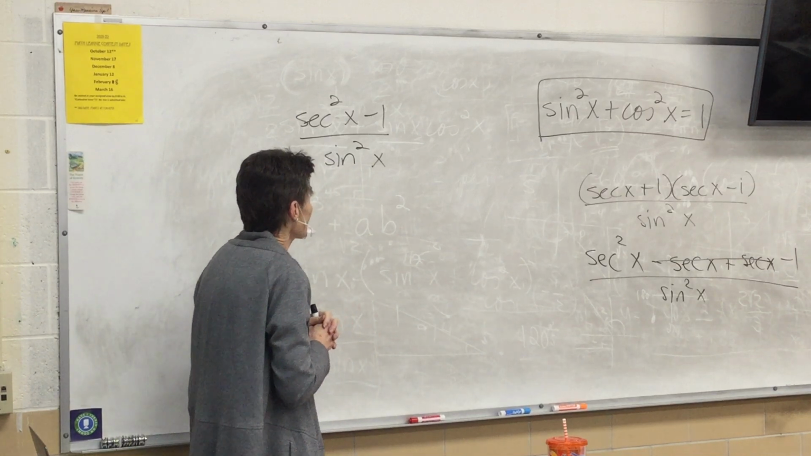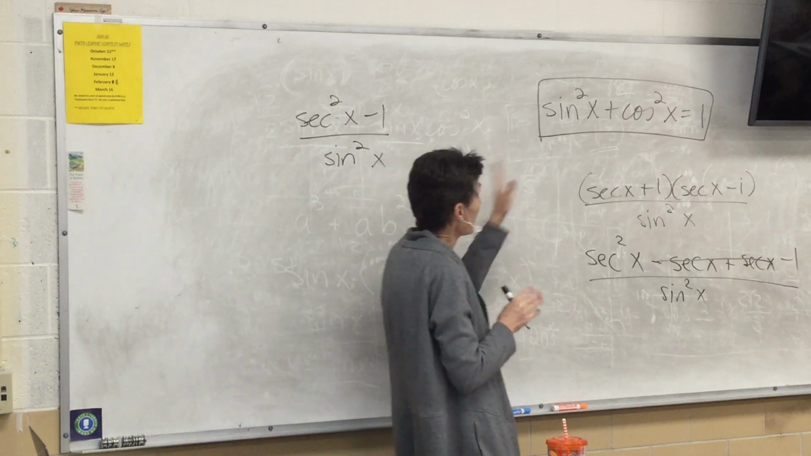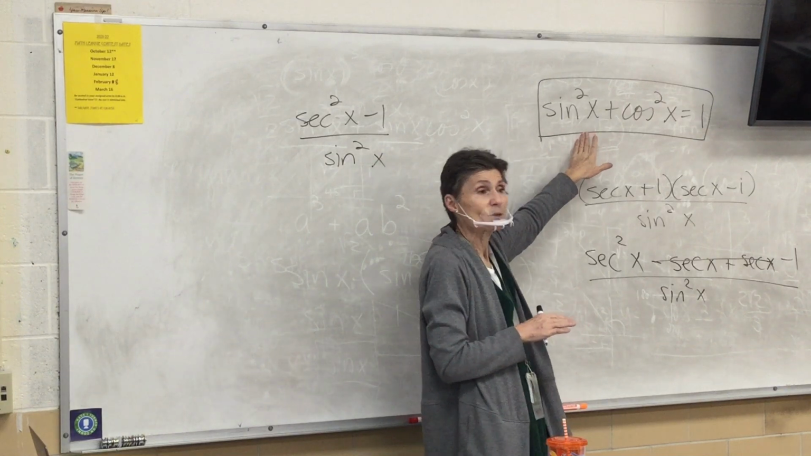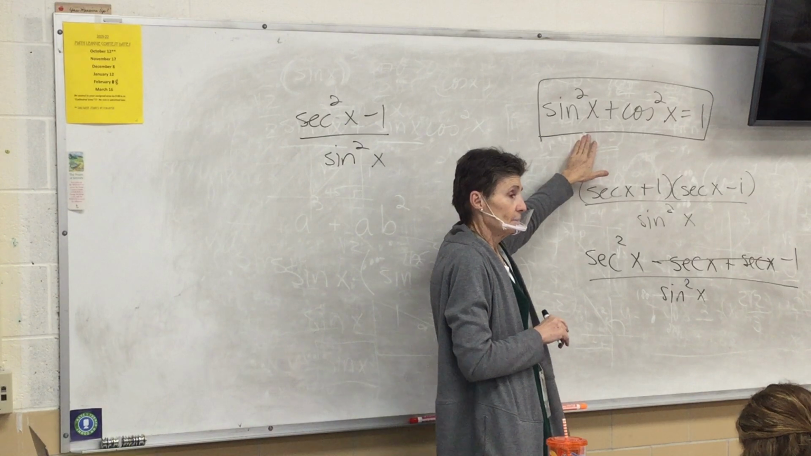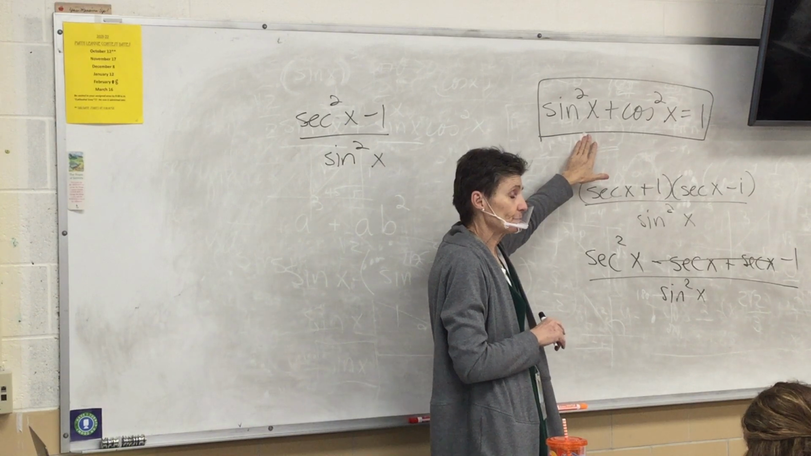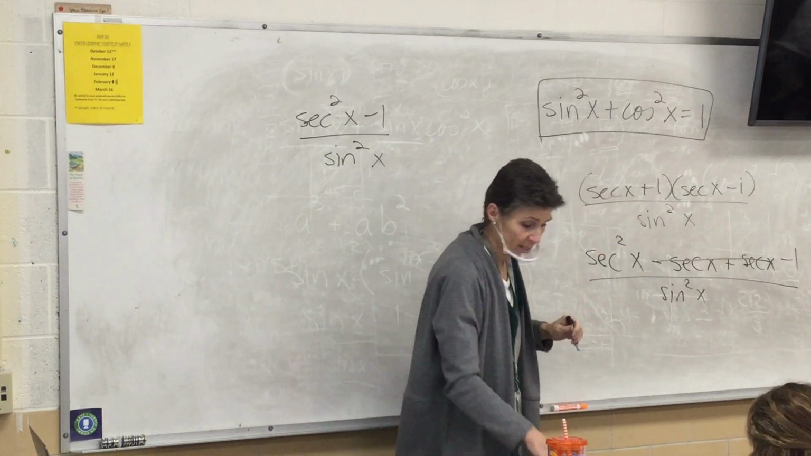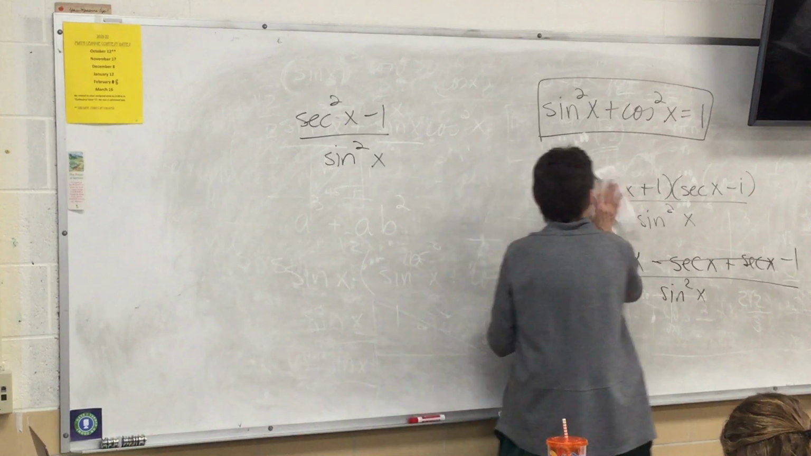Okay. So you already have, write this one down on your paper. I know it's in your notes. Write it down on your piece of paper. This is a biggie. Sine squared plus cosine squared is 1. Always, always, always.